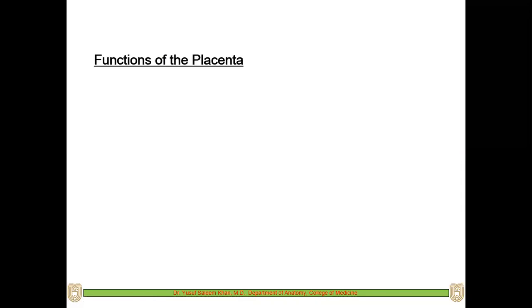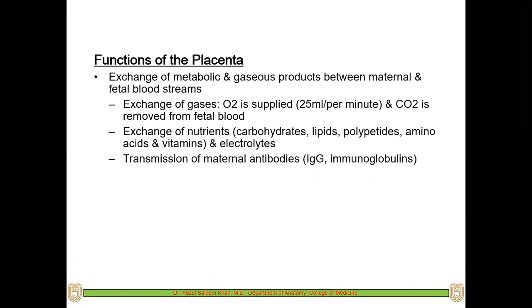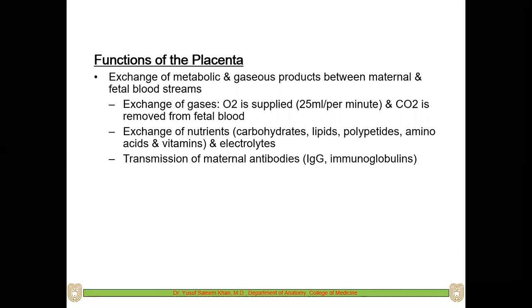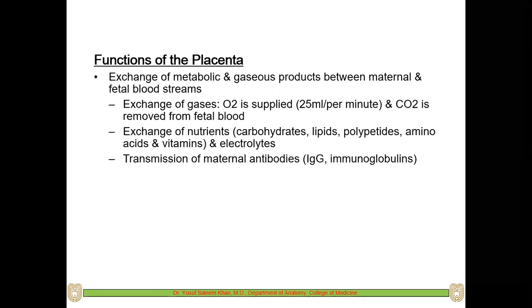Coming to the functions of the placenta, one is it helps in the exchange of metabolic as well as gaseous products, the exchange of nutrition as well as gaseous products between the maternal and fetal blood. Even though the maternal and fetal blood, I will show you later, come very close to each other, they never mix. But there will be exchange of gases as well as metabolic nutrition.